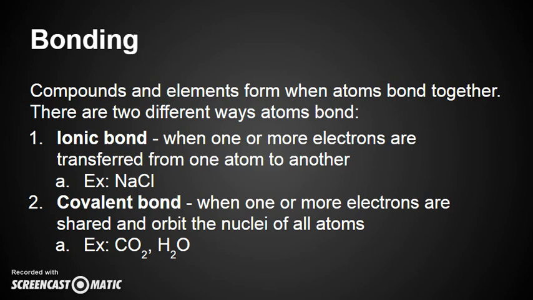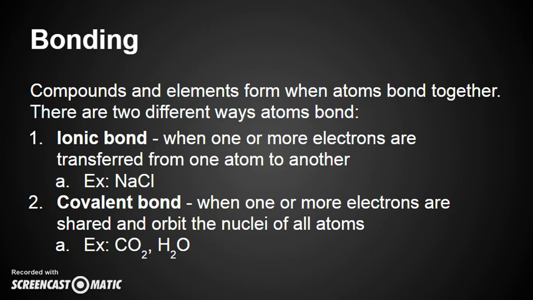Your example right here is going to be sodium chloride. So what's going to happen here is your sodium's going to have an extra and your chlorine's going to need one. And your chlorine's going to take it, and then they're going to bond together because they're both going to have a charge, and they're going to have opposite charges, and opposites are going to attract to each other. Now this bond is very weak, and it can be broken very easily.